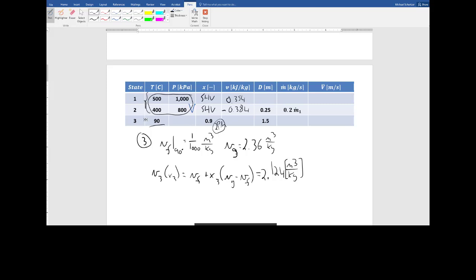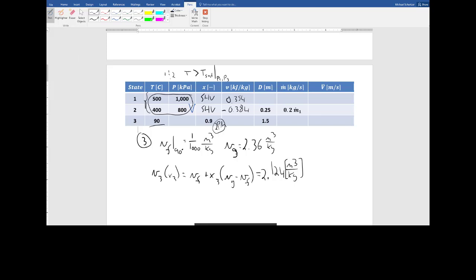Both of the first two states were superheated vapors because, for states 1 and 2, the temperature was bigger than the saturation temperature, which is the boiling temperature, at the given pressures, P2 or P3, right? Because this was like, whatever, 179 and 170 or something like that, but we're up at 500 and 400. So those were superheated vapors.